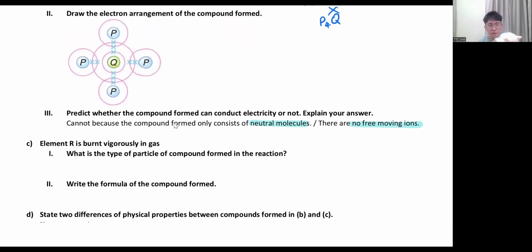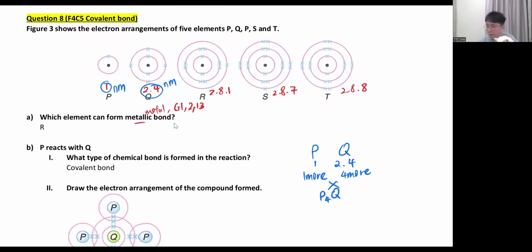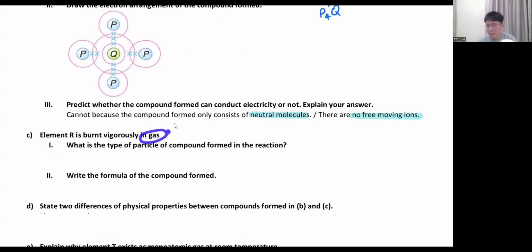Okay, then going down. Element R is burned vigorously in gas. What type of particle of compound is formed in the reaction? What's R again? R is your 2.8.1. 2.8.1 is actually your metal. Then you burn with gas, so basically metal with non-metal. So we're going to form ions. Okay, guys, because metal with non-metal is ionic bond. So if ionic bond, the compound particles formed are ions.